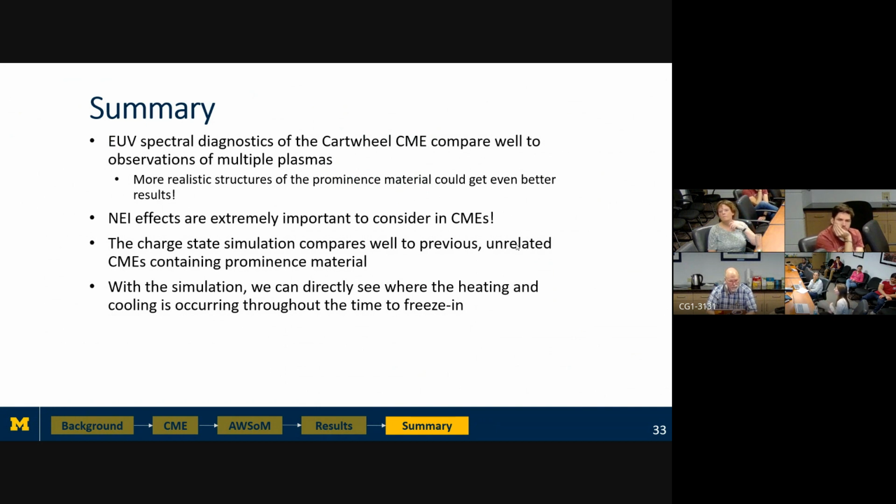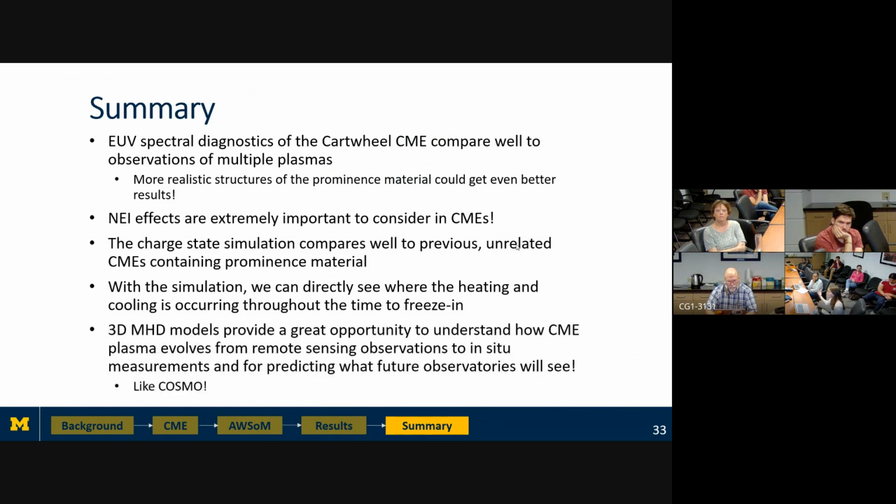And using simulations, as I discussed very early on, we can really directly see where the heating, cooling, and all of these different things are occurring up to the time of freeze-in, and potentially see where and if it freezes in at all. And then finally, as I was just saying, 3D MHD models provide some of the best opportunity, in my opinion, to understand how CME plasma evolves from remote sensing to in situ measurements, and really allows us to predict what future observatories will see, like COSMO.